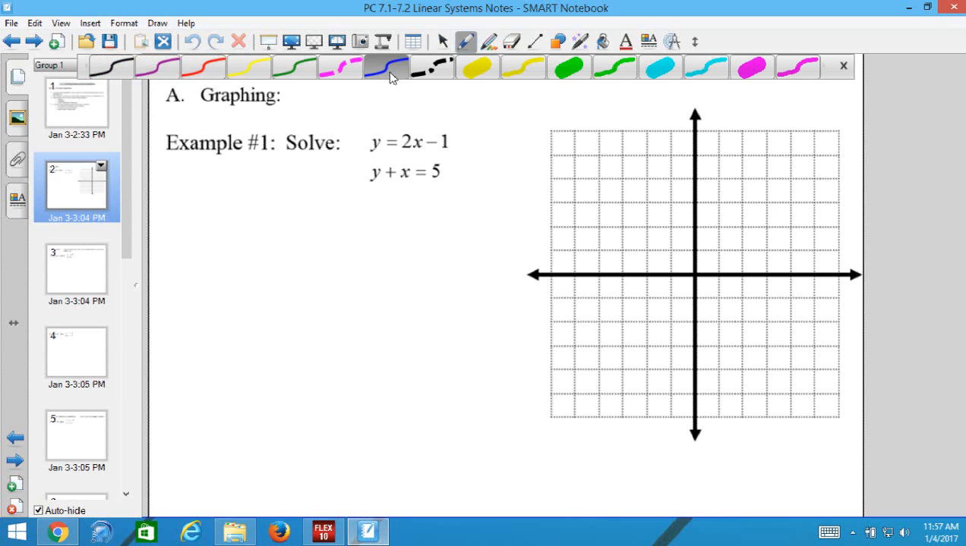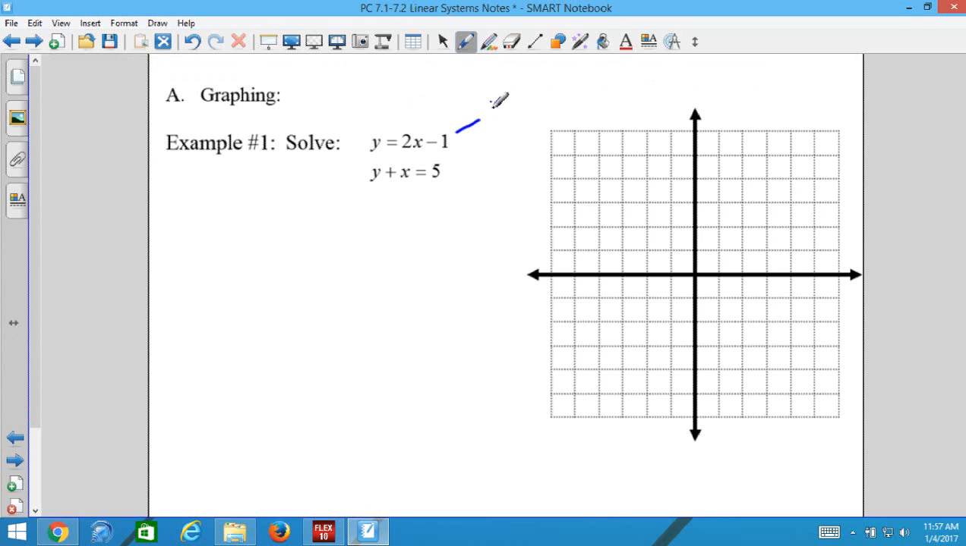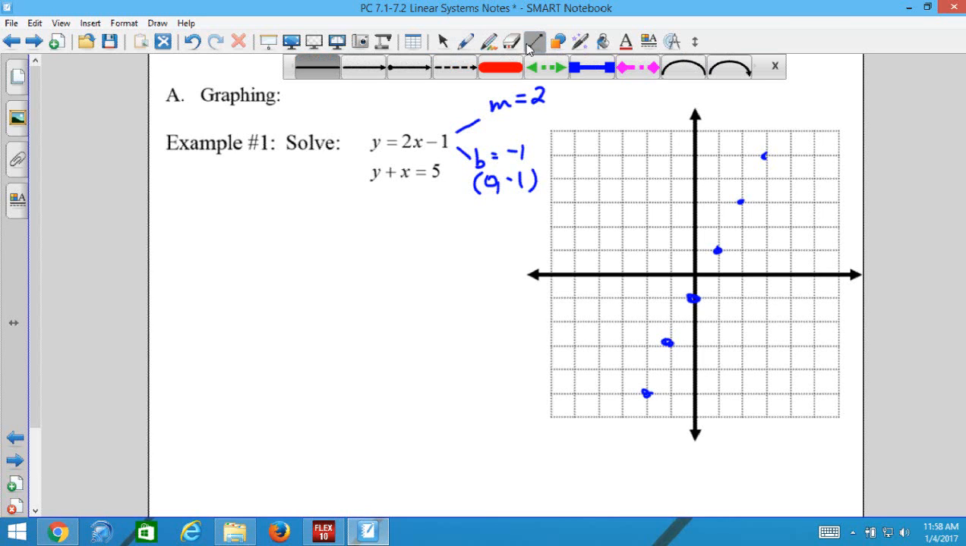If it is in the form of y equals mx plus b, y equals 2x minus 1, we can find our m and our b. Our b is just the y-intercept. Our m is the slope. Okay. Connect it, straight edge.